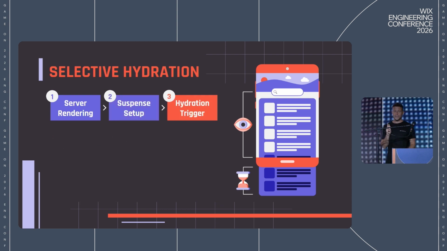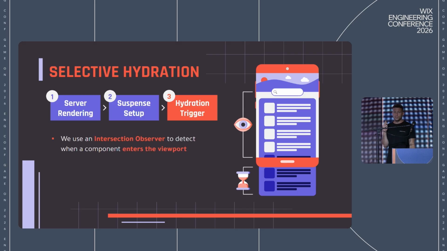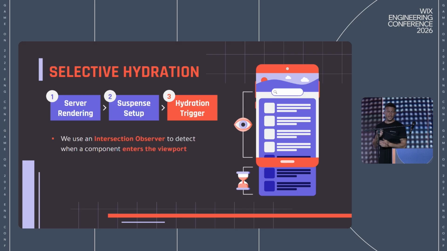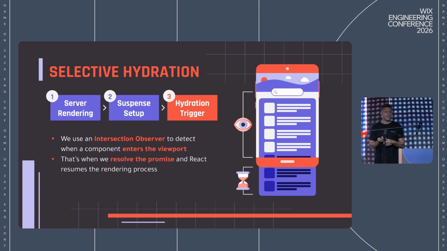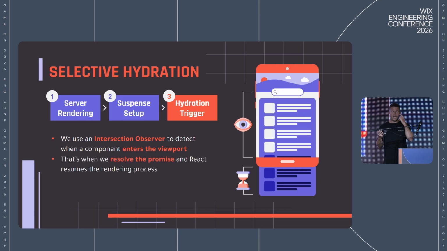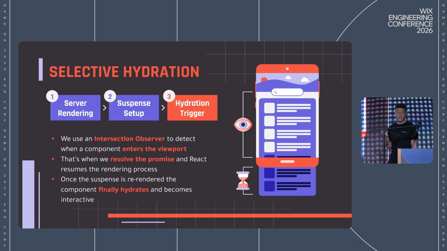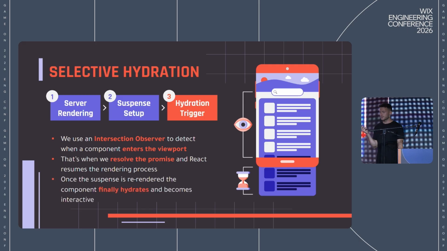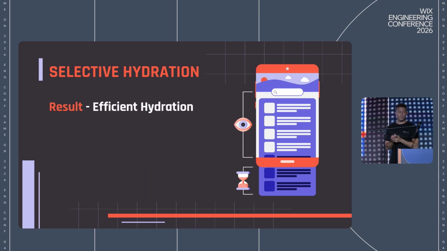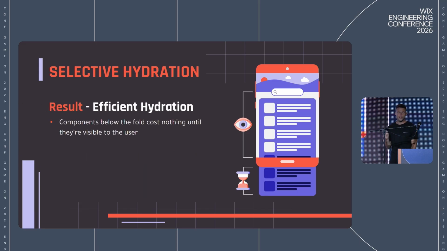To detect when components enter the viewport, we use an intersection observer, which notifies us when components enter the viewport and need to be hydrated. That's when we resolve the promise and React, actually the Suspense boundary, resumes the rendering process. At the last step, components are finally loaded, hydrated, and become interactive. The result is that components below the fold don't cost us any JavaScript or CPU time until the user scrolls to them.